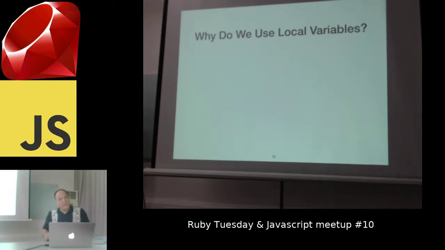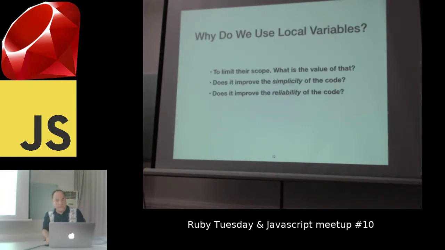Why do we use local variables? To limit their scope, right? Well, what's the value of that? Anybody? Memory. Yeah, I guess because they're living on the stack and then when the function's finished, they're gone. Yeah, you're encapsulating that variable so that the scope doesn't leak out to other code that doesn't need it. Right? And it improves the simplicity of the code because of that, and also the reliability.